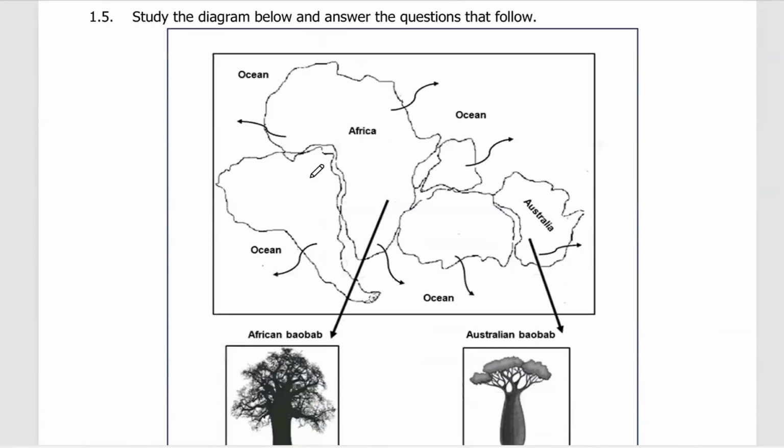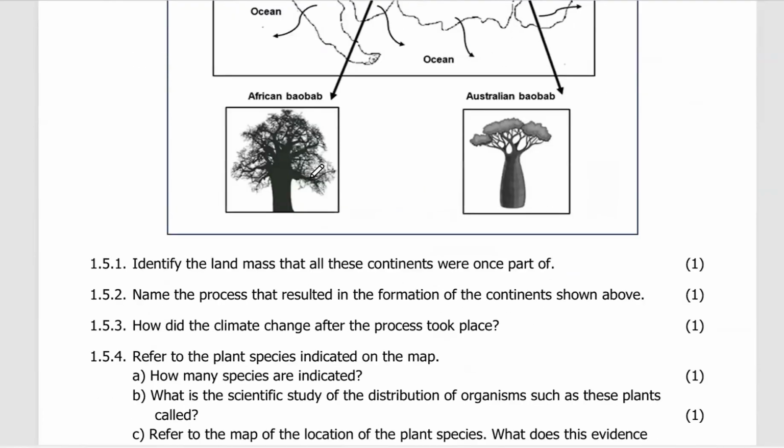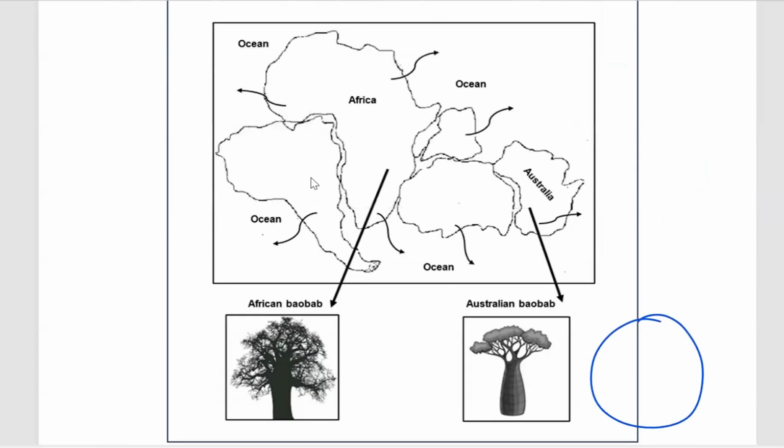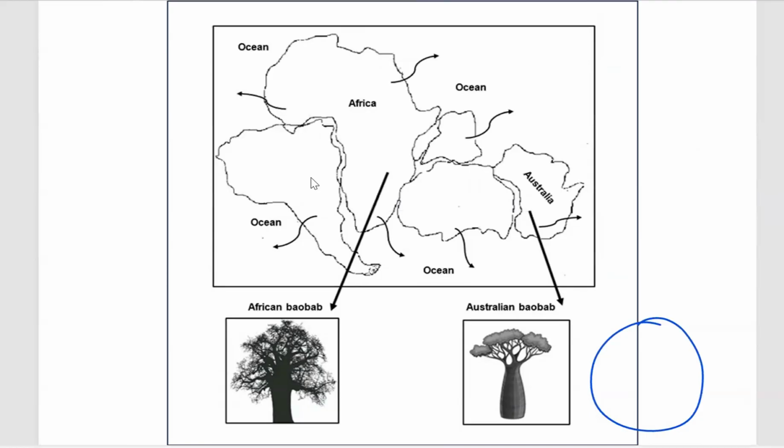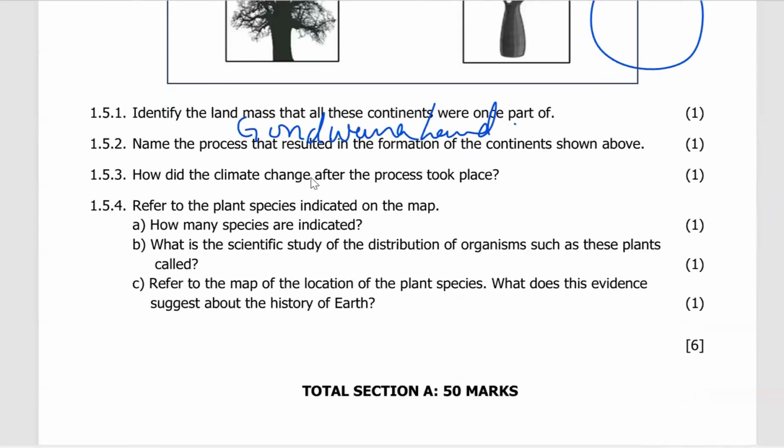So we go to the next question: study the diagram below and answer the questions that follow. Name the land mass of all three continents before they were able to split. We call it Gondwana, or Gondwanaland. Name the process that results in the formation. Remember, it was one big mass, and after that, it split into sections.